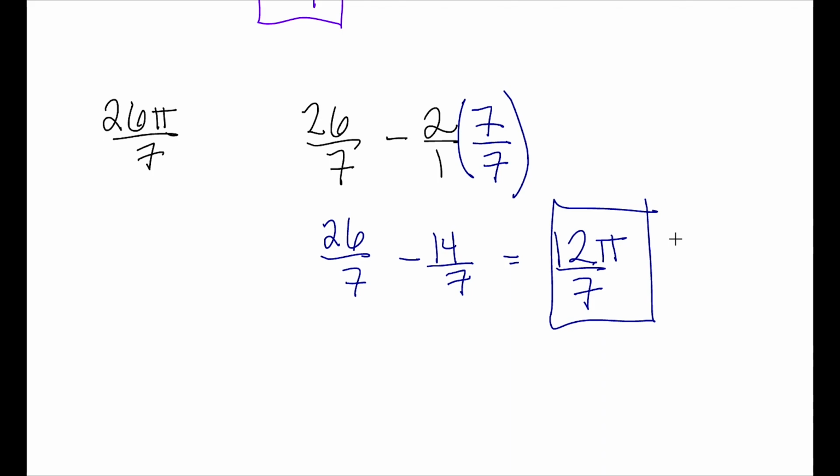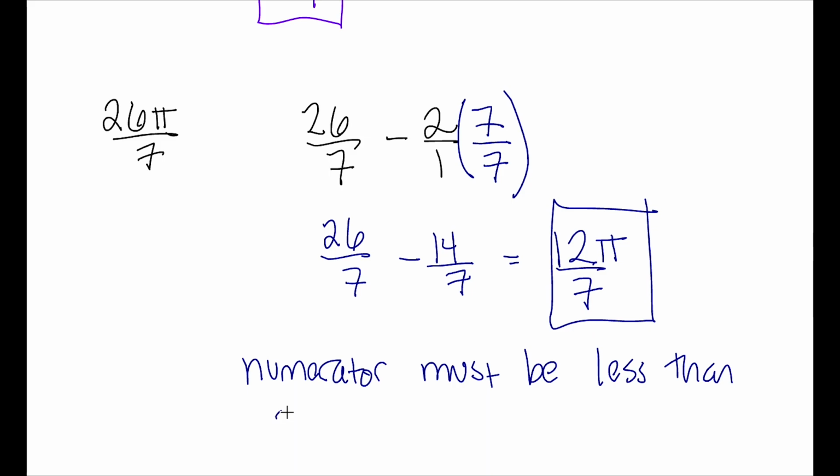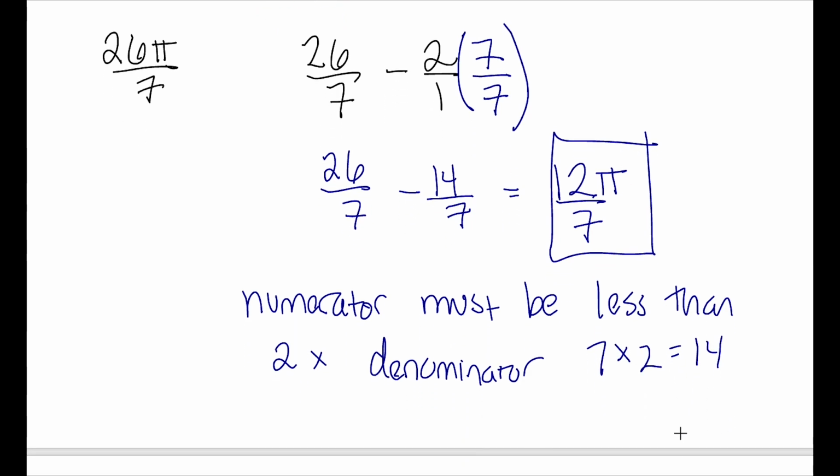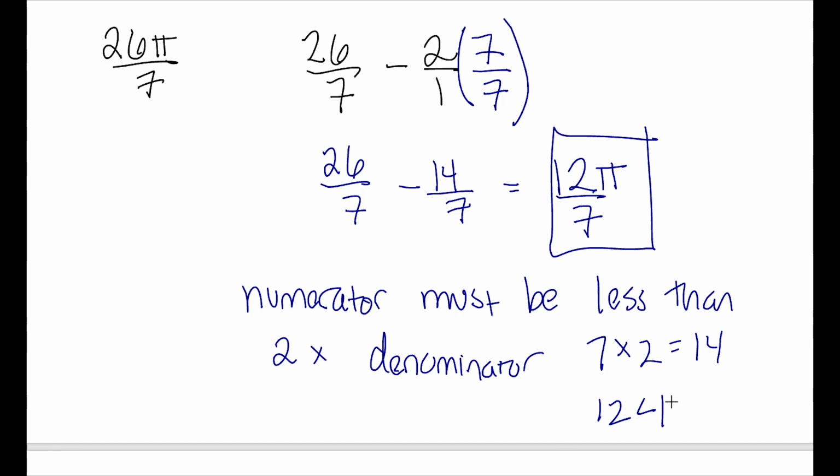You can know if it's a correct answer between 0 and 2 pi if the numerator is less than 2 times the denominator. So 7 times 2 is 14. 12 is less than 14, so it's all good.